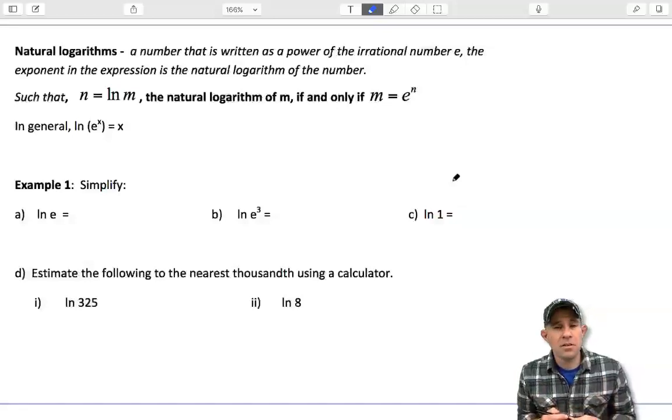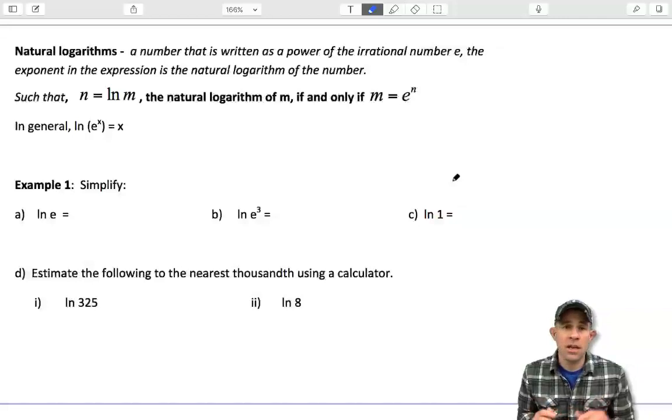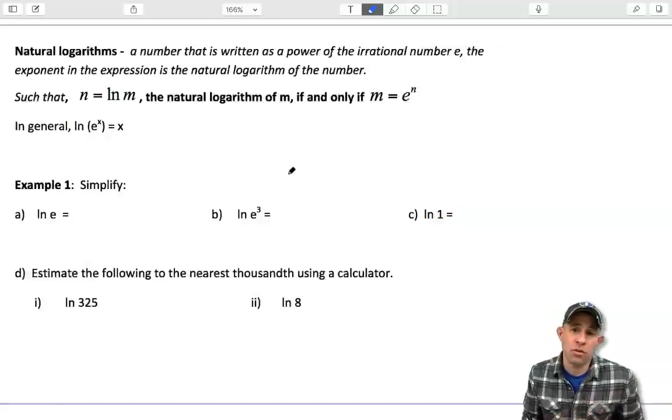Hey guys, today we're taking a look at natural logarithms. Now remember, so far in this unit we've taken a look at common logarithms, which are log base 10. Yesterday we took a look at logarithms with bases other than 10. And today we get natural logarithms, which are going to have a base of e.